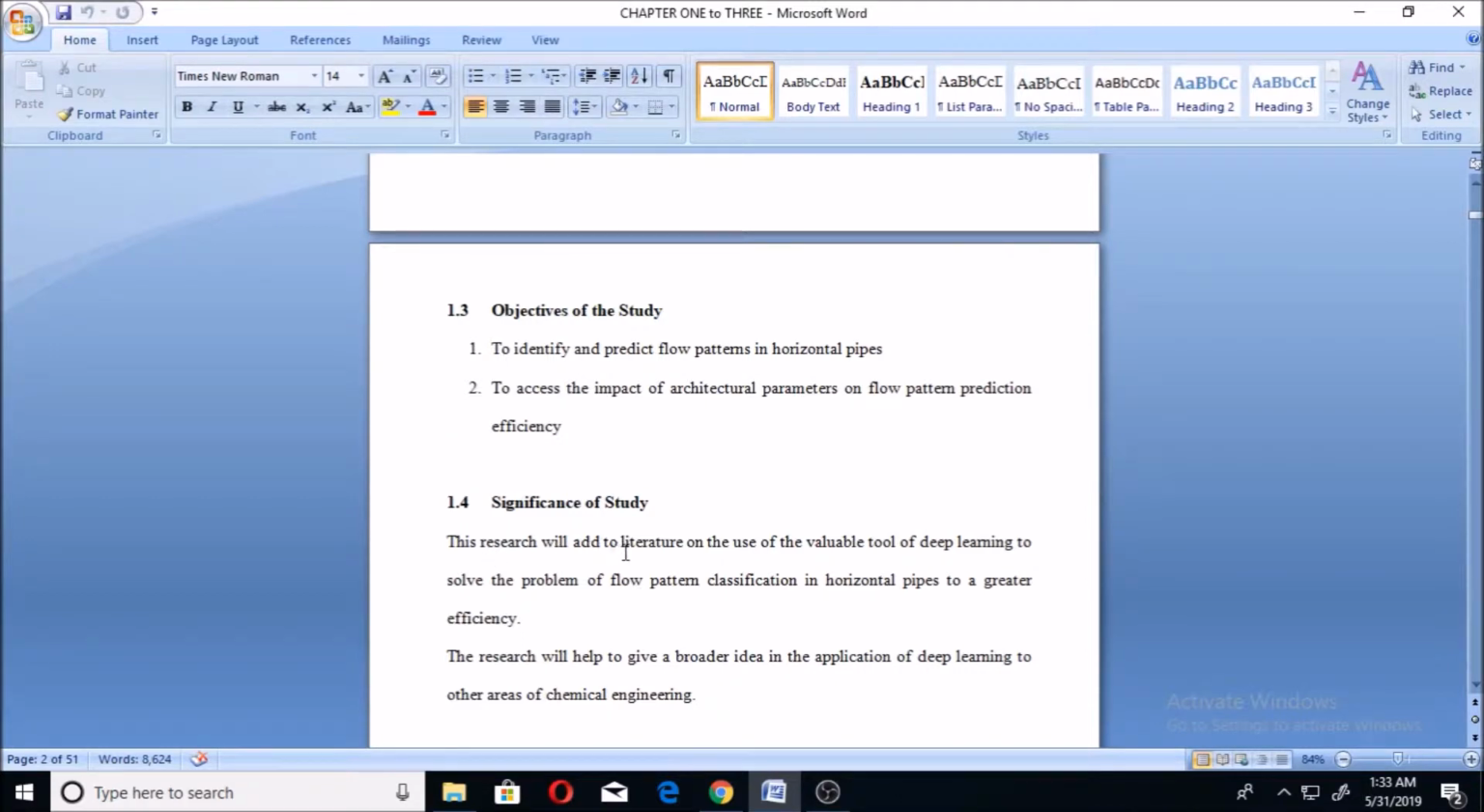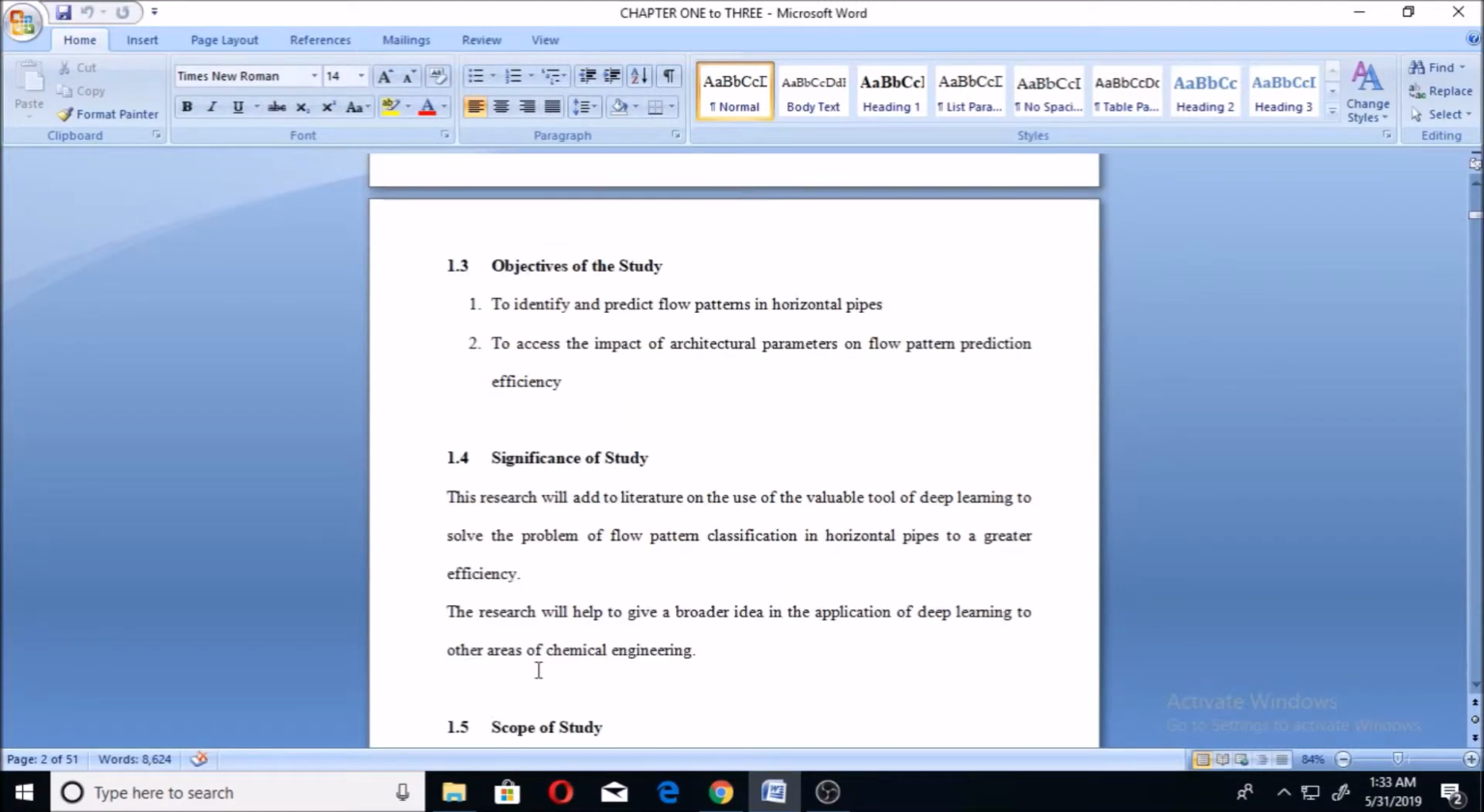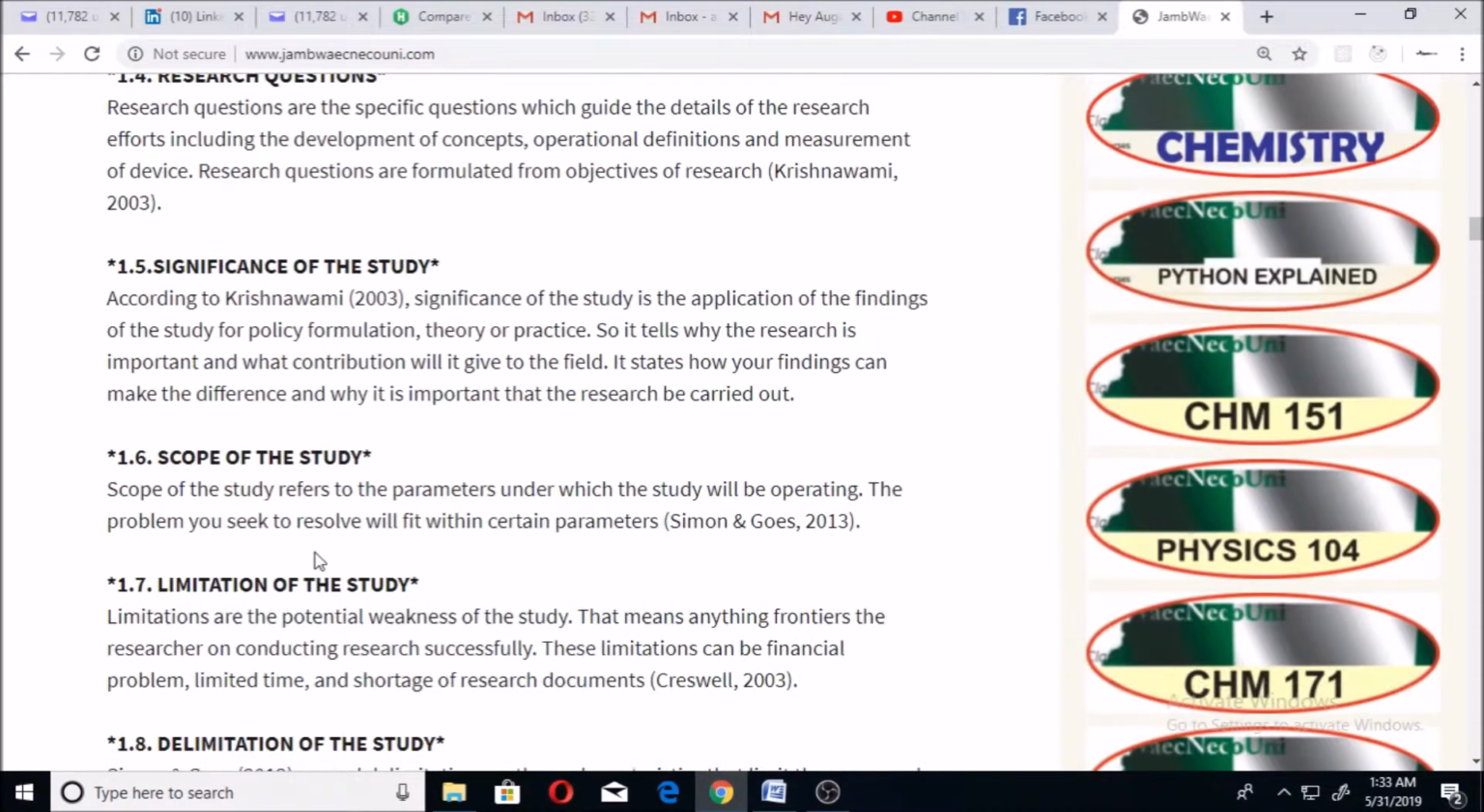This research will add to literature. So for this research work I'm doing, the importance is that it will add to literature on the use of the valuable tool of deep learning to solve the problem of flow pattern classification in horizontal pipes to a greater efficiency. Also, the research will help to give a broader idea in the application of deep learning to other areas of chemical engineering. So these are the importance of the research, and that is what was looked at here.